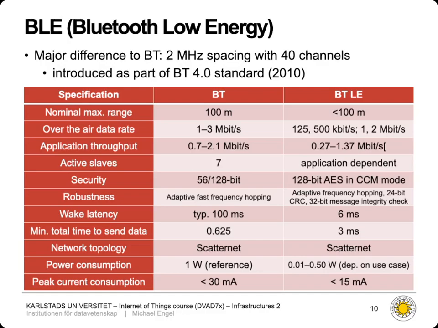The general network topology is a scatternet in both, and of course the interesting thing here is power consumption. The reference power consumption for Bluetooth devices can take up to 1 watt, whereas for Bluetooth LE, depending on use cases, it's between 1 centiwatt, so 10 milliwatts, up to half a watt. And the peak current consumption, accordingly, is also just half of what the one in Bluetooth is.